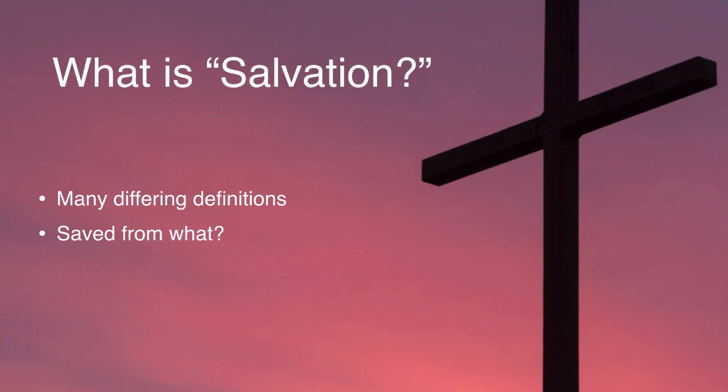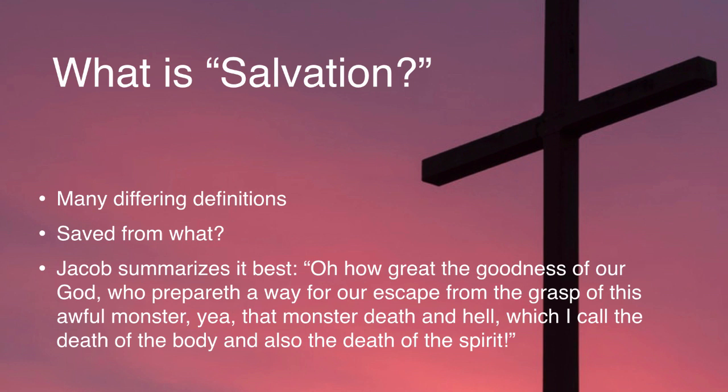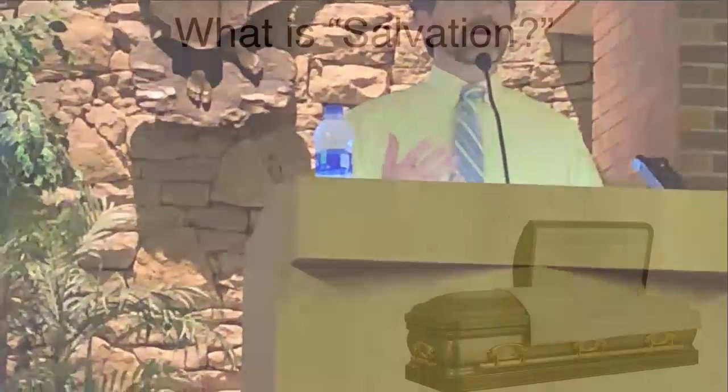I like Jacob's summary, where he says, "Oh, how great the goodness of our God, who prepareth a way for our escape from the grasp of this awful monster, yea, that monster death and hell, which I call the death of the body and also the death of the spirit." Well, there's a good definition of what we need to be saved from. We have death that we're all going to face, and we have something called hell, which, again, we could start talking about definitions for that.